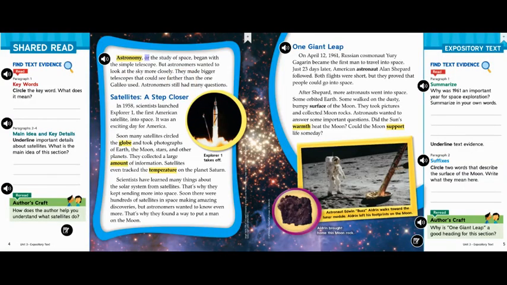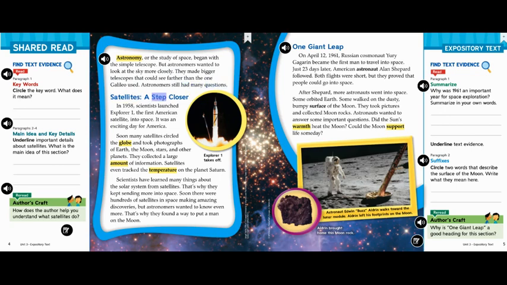Astronomy, or the study of space, began with a simple telescope. But astronomers wanted to look at the sky more closely. They made bigger telescopes that could see farther than the one Galileo used. Astronomers still had many questions.